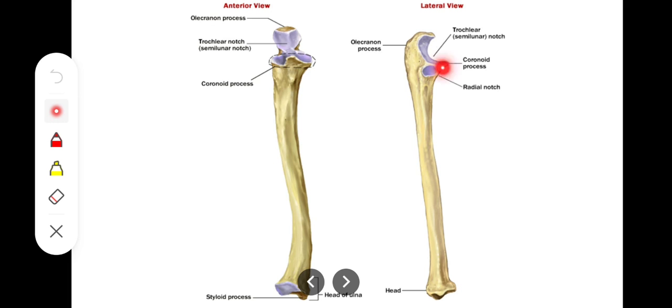So in addition to that, there is a radial notch that comes in contact with the head of radius to form the superior radioulnar joint as well. So radial notch and the trochlear notch are the two notches जो कि superior radioulnar joint और elbow joint बना रहे होते हैं, and this is the olecranon process and this is the coronoid process, and the notch in between is the semilunar notch or the trochlear notch, right?